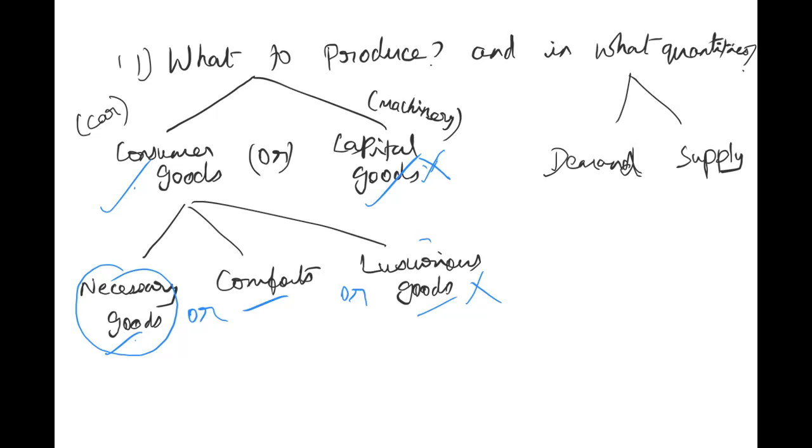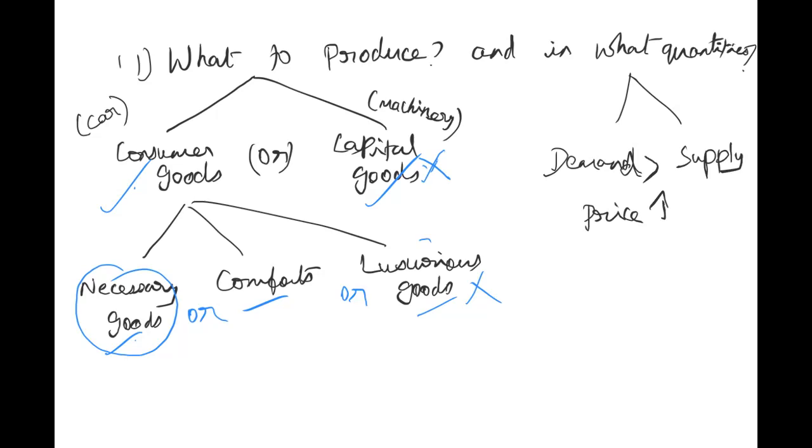So if the demand for any particular commodity exceeds supply, for example, if the demand for necessary goods exceeds the supply, say the country has decided to produce necessary goods, then automatically what will happen? The price of the necessary goods will increase.